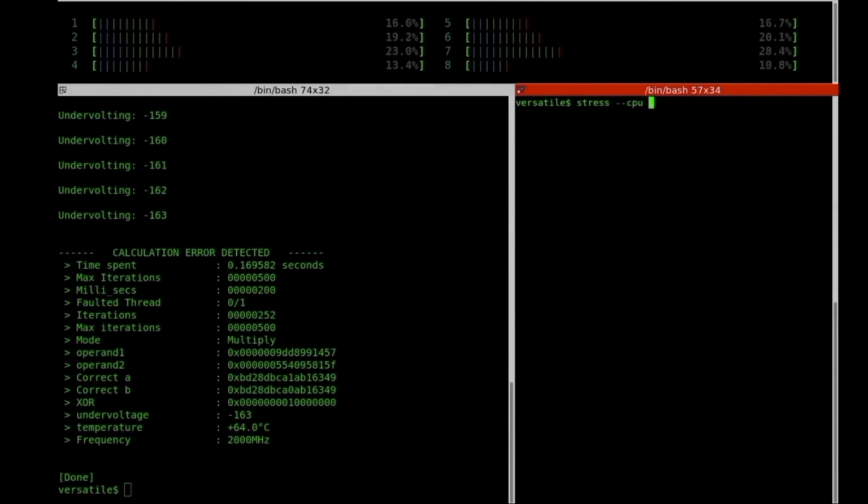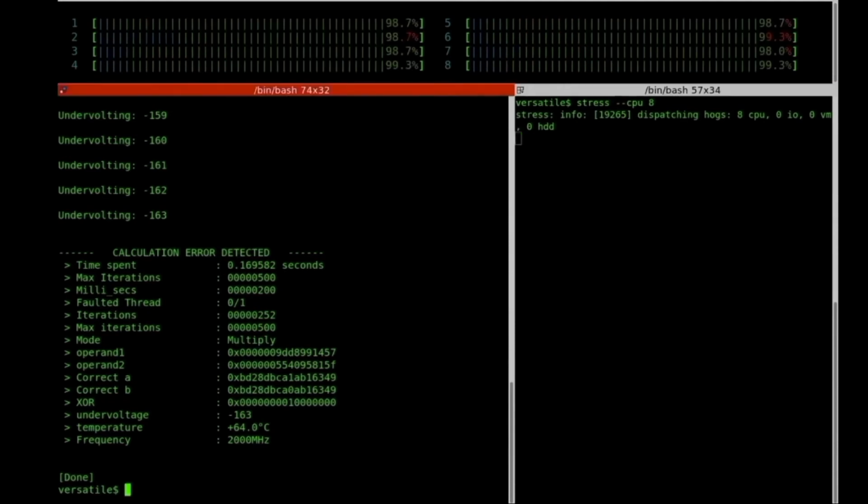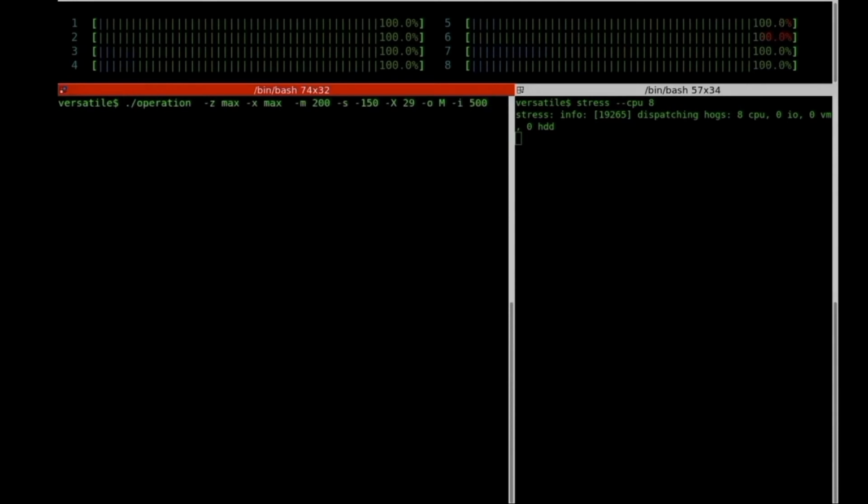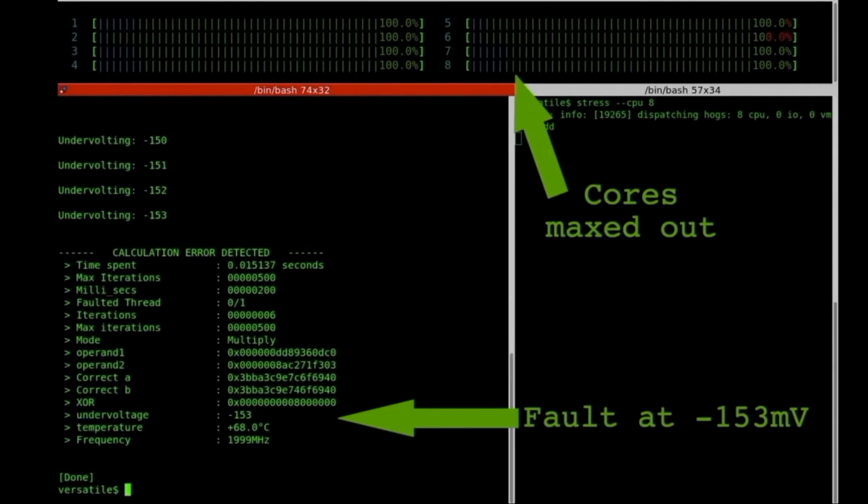Incidentally, these are all things that we haven't demonstrated before. None of this made it into the paper. So let's max out the cores now. And now we get a fault at minus 153 millivolts. That gives us 10 millivolts to play with to keep our system stable. But there's some more things. I thought this might be kind of fun.